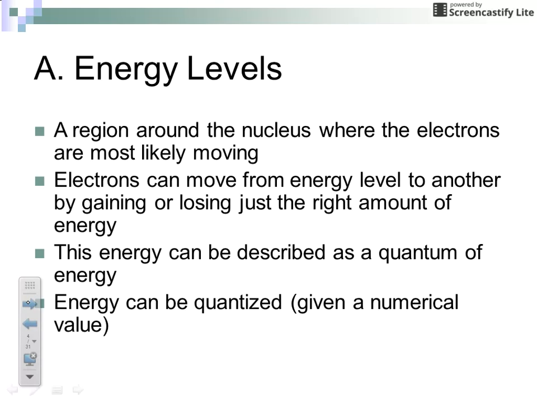We know that electrons can move from one energy level to another, as the notes say, by gaining or losing just the right amount of energy. This energy can be described as a quantum of energy. This is where we get our modern theory of the atom. The name of it is the quantum mechanical model. But basically what it means is that the energies of the electrons can be given a numerical value that can be quantized. Notice you see the root word quantity there, but they're given a numerical value.